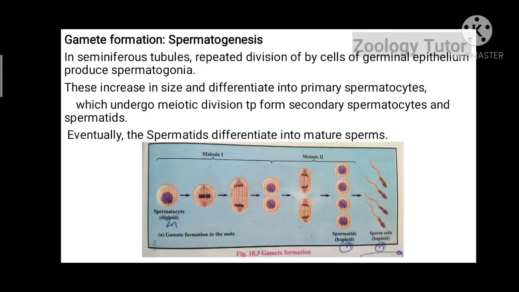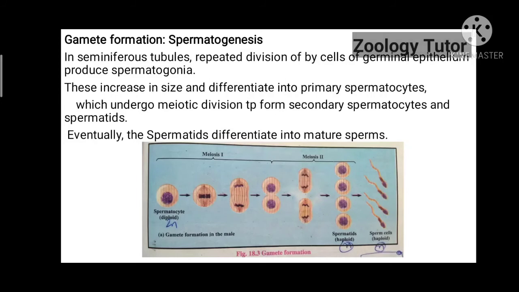Now, then we have spermatogenesis, that is the gamete formation. Within the text, we'll find this gamete formation: in seminiferous tubules, repeated division of the cells by germinal epithelium produces spermatogonia. These increase in size and differentiate into primary spermatocytes, which undergo meiotic division to form secondary spermatocytes and spermatids. Eventually, the spermatids differentiate into mature sperms.